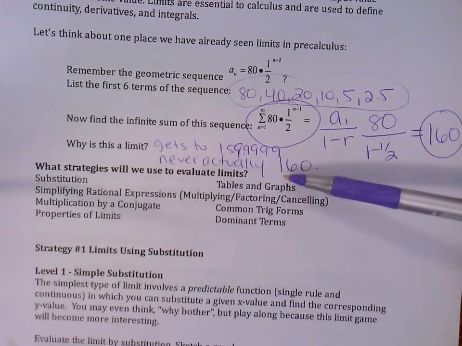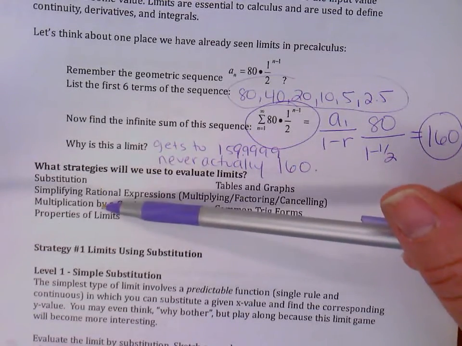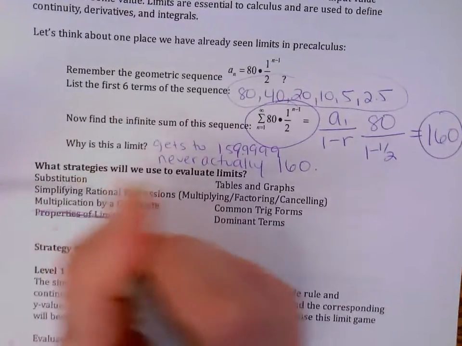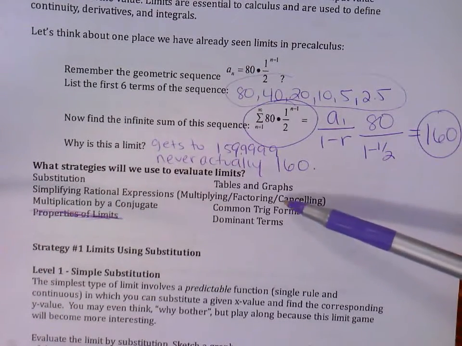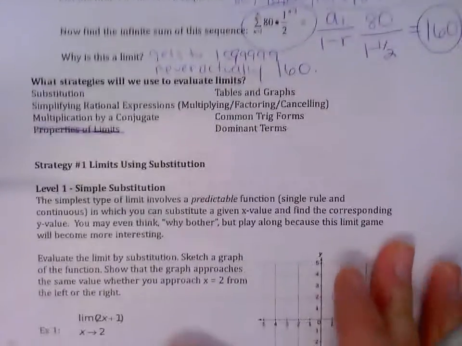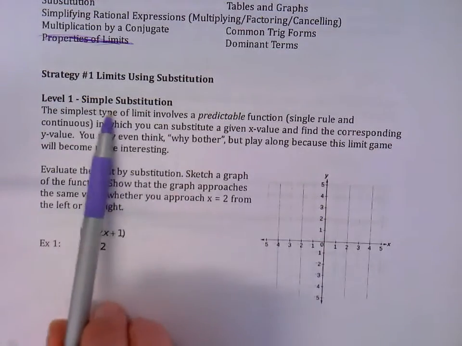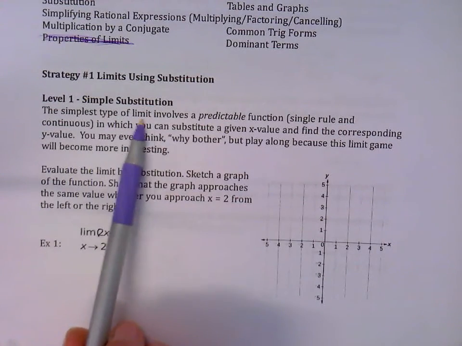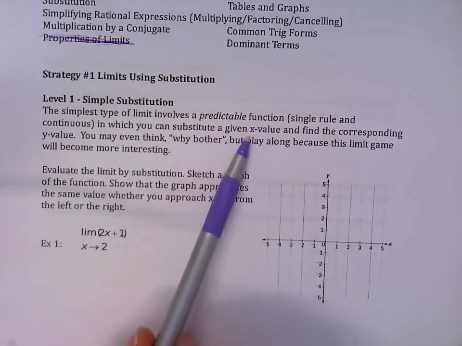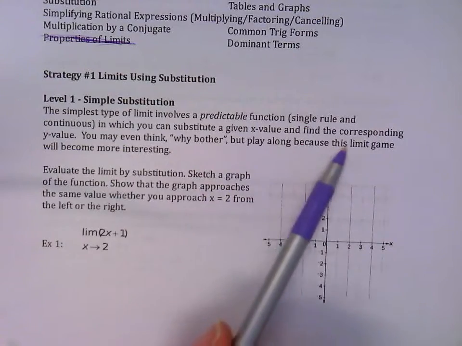And it says these are all the strategies we're going to look at: substitution, simplifying, conjugate. We're actually not going to look at properties of limits because we don't have enough time. Trig and dominant forms. So there's a bunch of different strategies. And the first one is just substitution. So it says just use simple substitution. The simplest type of limit involves a predictable function where you could just substitute in the x value. You may think, why bother? But play along because it'll get more interesting.